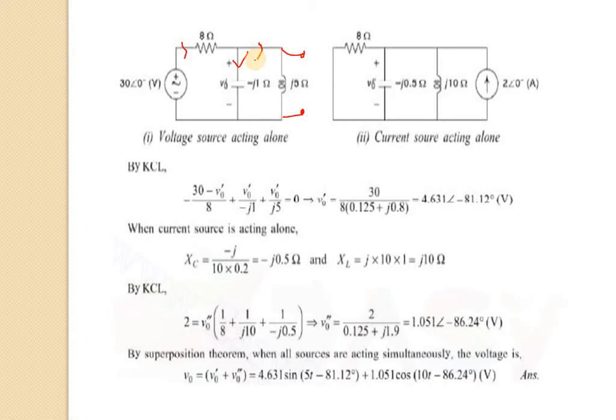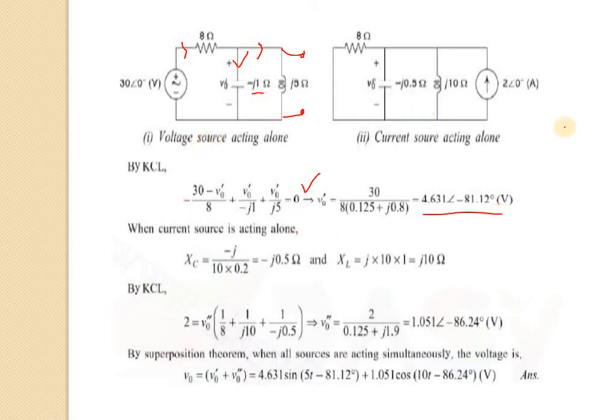Okay, so for an easier solution, we have taken Kirchhoff's current law in this branch. So it will be (30 minus V0) divided by 8 ohm, this branch current. Again V0 divided by minus j1, that is the current through this branch. Then the current through this branch will be V0 divided by j5. Summation of currents at a node equals 0. So in applying that KCL, we are calculating the value of V0, which is this one.